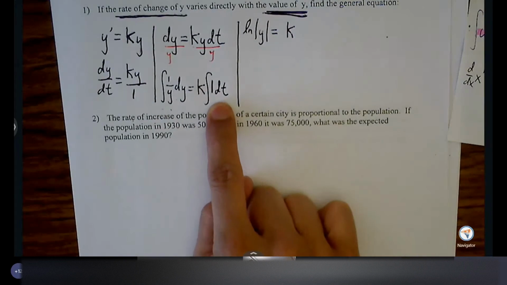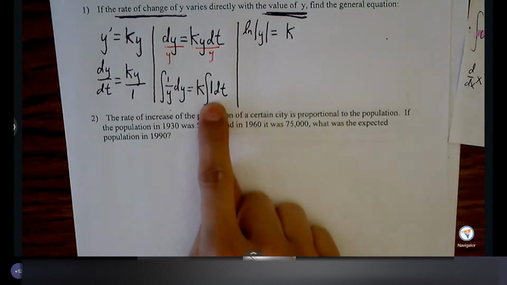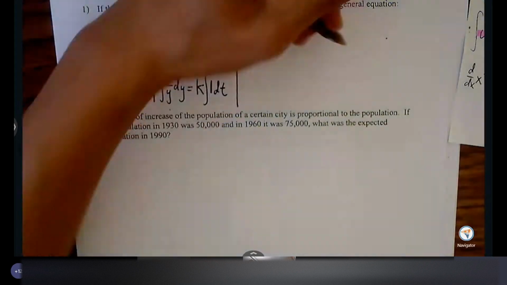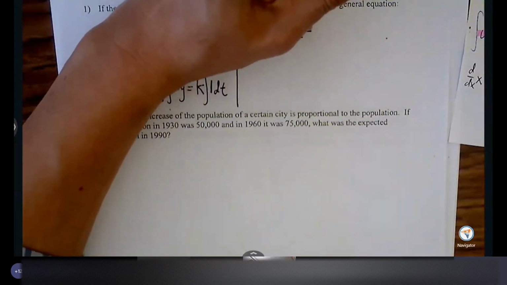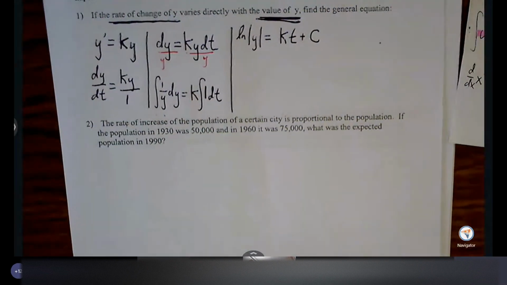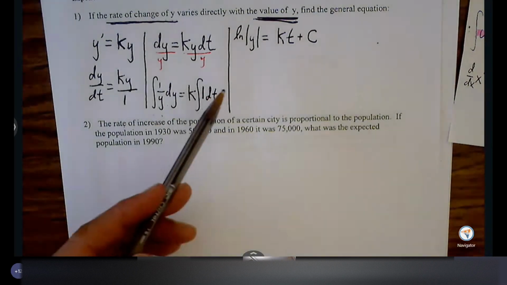Okay, what's the integral of 1 dt? Good. dt tells us we're dealing with the time variable. 1 is a constant. We're going to let it rise up to a degree 1. So 1 becomes t, so k times t plus c. We have that constant plus c because of our indefinite integral. Okay, good so far.